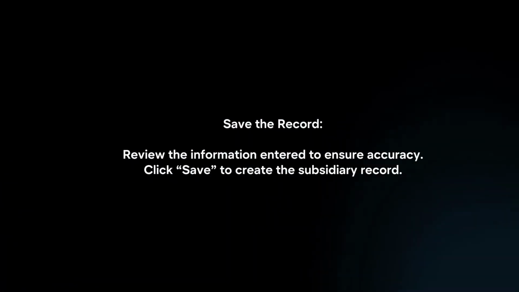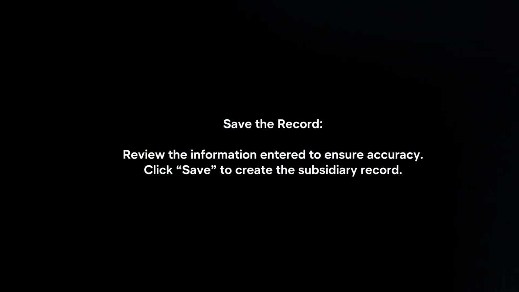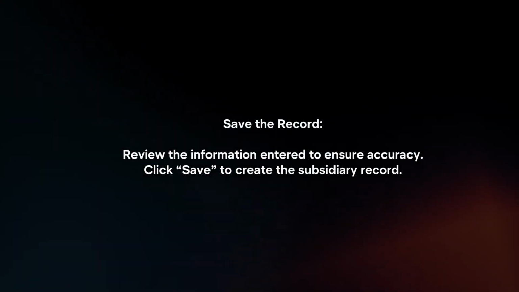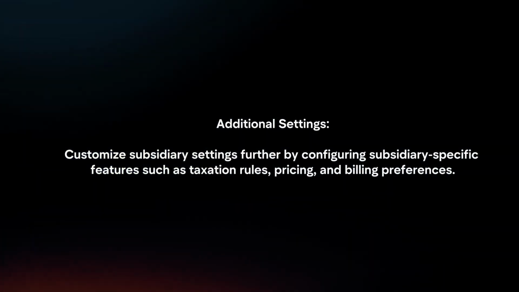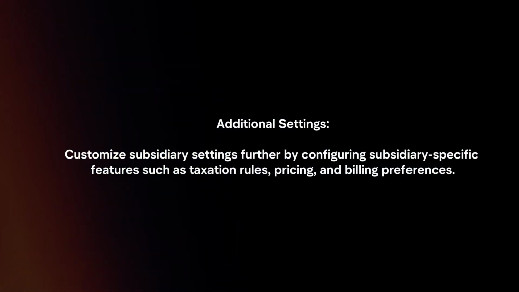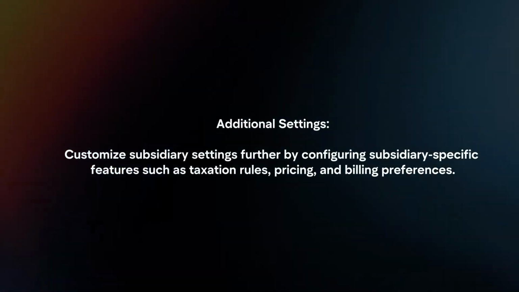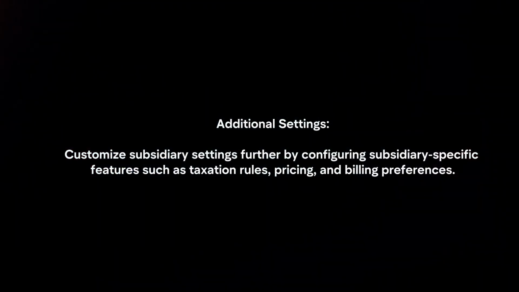Save the record. Review the information entered to ensure accuracy. Click Save to create the subsidiary record. Additional settings. Customize subsidiary settings further by configuring subsidiary-specific features such as taxation rules, pricing, and billing preferences.